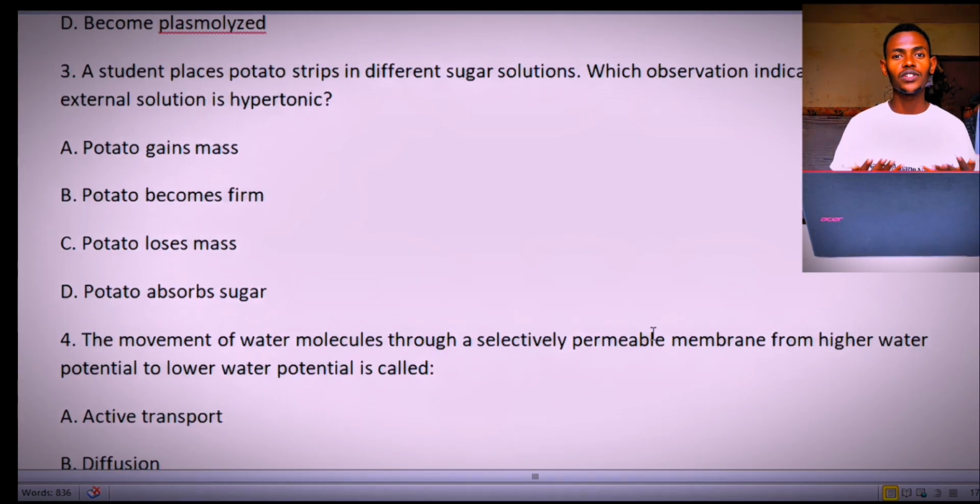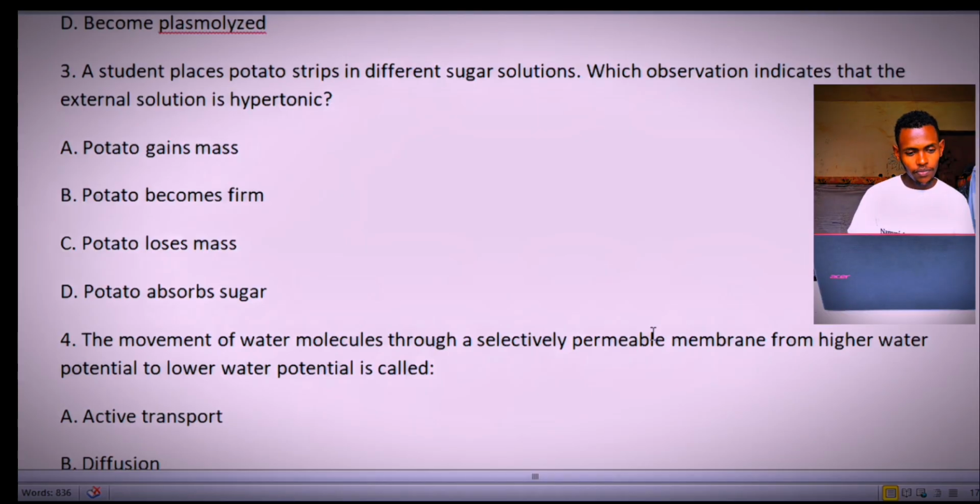Okay, let's go on to the third question. A student places potato strips in different sugar solutions. Which observation indicates that the external solution is hypertonic?